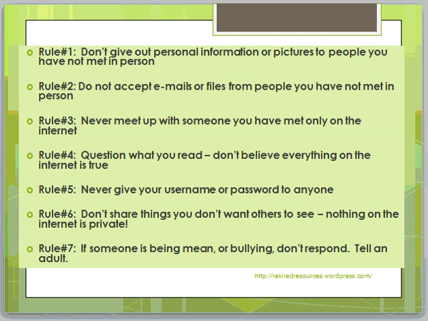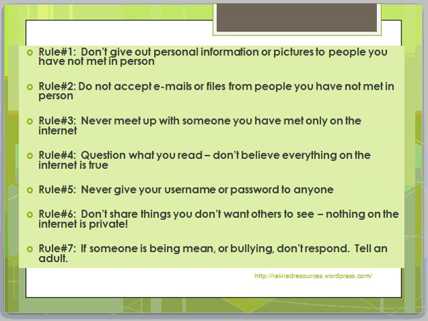And then rule number 7, of course, is about cyberbullying. That's such a hot topic issue right now. We want to make sure that they're not being mean, but we also want to make sure that if somebody is being mean to them, that they go and tell an adult and are not scared to let people know what's going on on the internet.